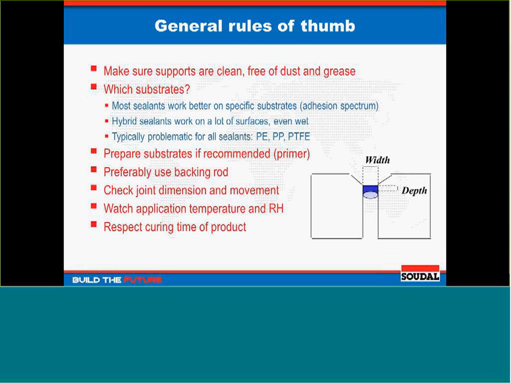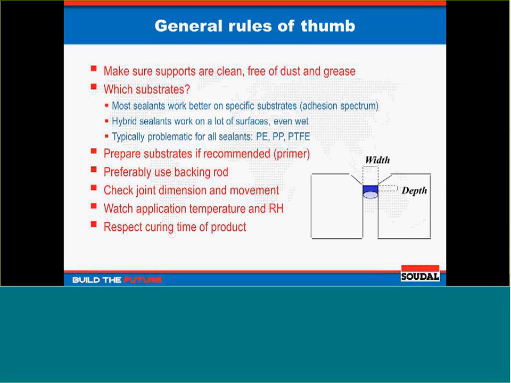Of course, there are some general rules that have to be followed as to the performance of the product over longer periods. One of the main issues is to check substrates. Is your product okay for that kind of substrate? Will it stick to it? Of course, very important also is the joint dimension. And you can see the little drawing on the right. This is the ideal situation.